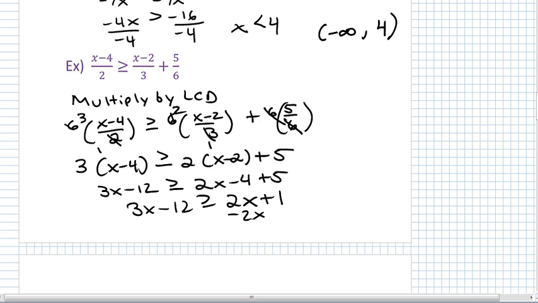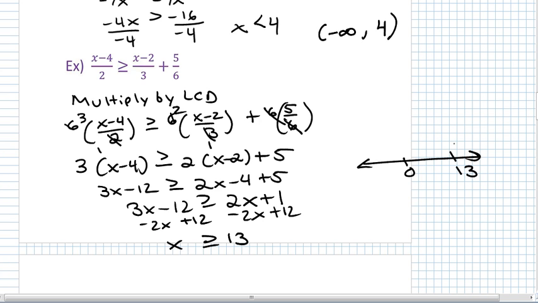So when you distribute, it's 3x minus 12, 2x minus 4 plus 5. And then when you subtract 2x, you get x. When you add 12, you get greater than or equal to 13, which means on a number line, if 0 is here, 13 is going to be way over there. It's going to be greater than or equal to, so we move to the right. As an interval, you'd have a bracket on the 13 because the 13 is the smallest number, and since it's equal to, that's why there's a bracket. And since it goes to the right, it's going towards positive infinity.